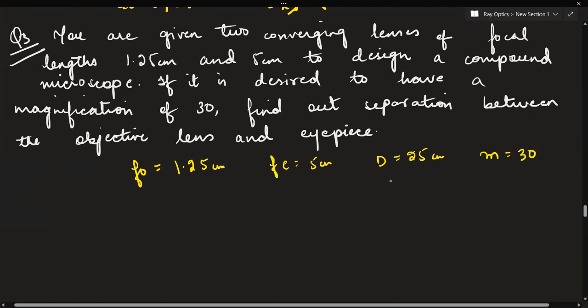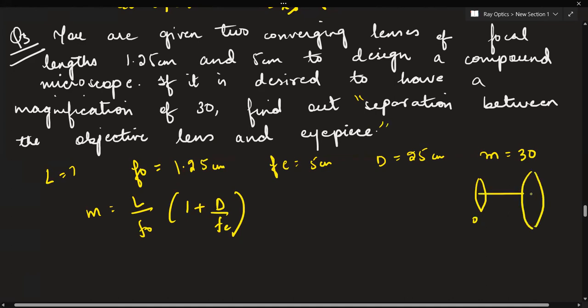See, if you are able to recall this formula, only one thing is missing. L is missing. L is what? L in the formula that we did, M is equal to L divided by F naught, multiplied by 1 plus capital D divided by FE. In this formula, if you remember, L was the separation between the objective lens and the eyepiece. If your objective lens is over here, eyepiece is kept over here, this separation is the length of the tube. We call this the length of the tube. So this is L. So see, the rest of the things are given to you. This L was unknown.